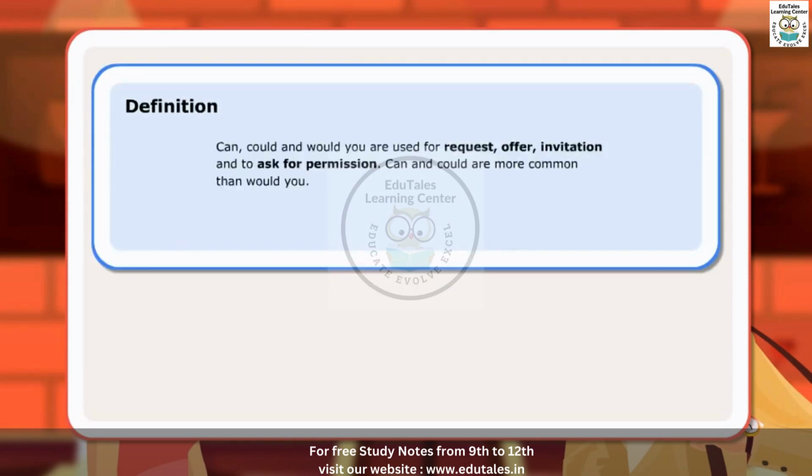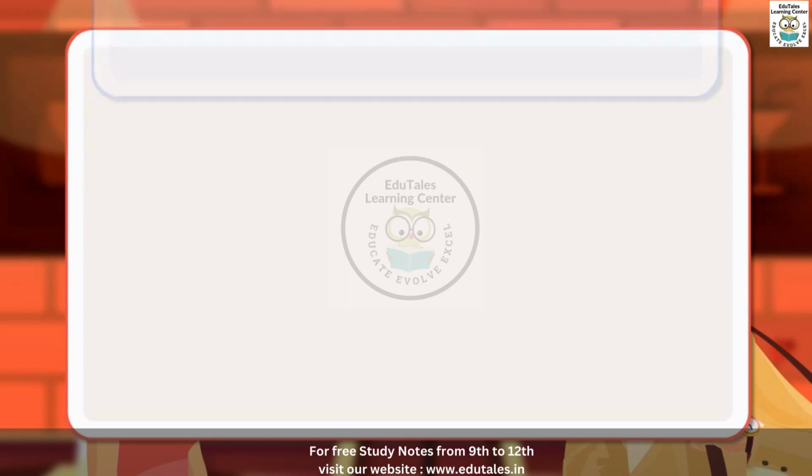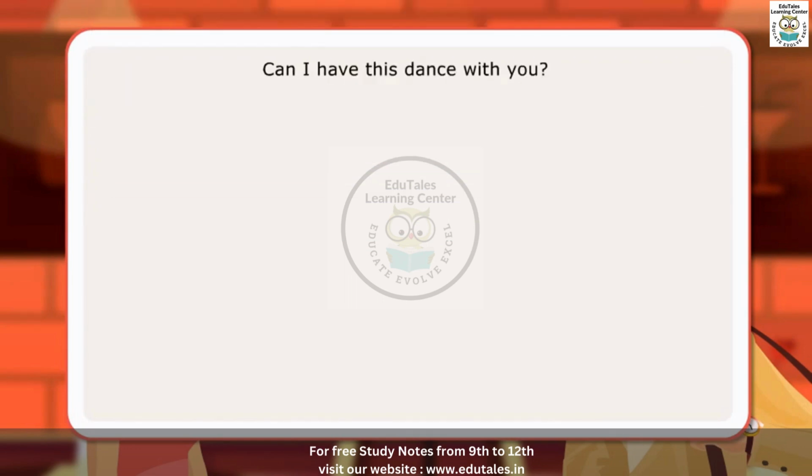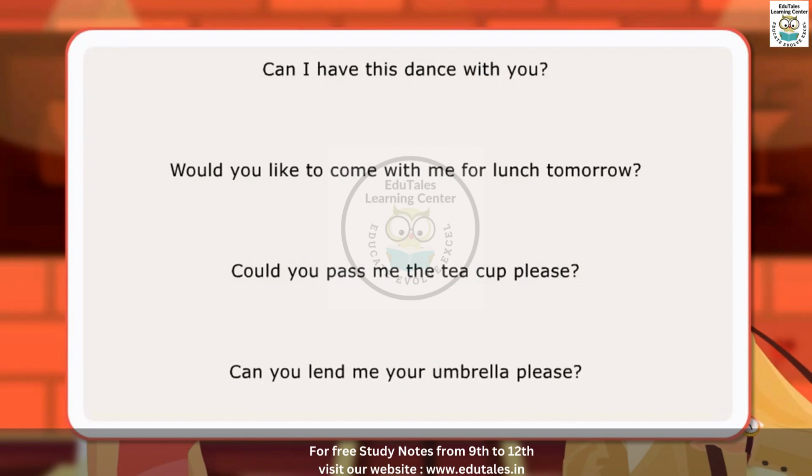Definition: can, could and would you are used for request, offer, invitation and to ask for permission. Can and could are more common than would you. Let us look at a few sentences. Can I have this dance with you? Would you like to come with me for lunch tomorrow? Could you pass me the teacup, please? Can you lend me your umbrella, please?